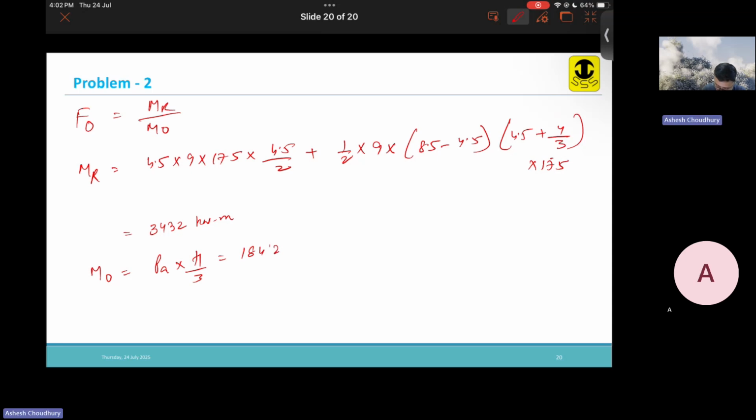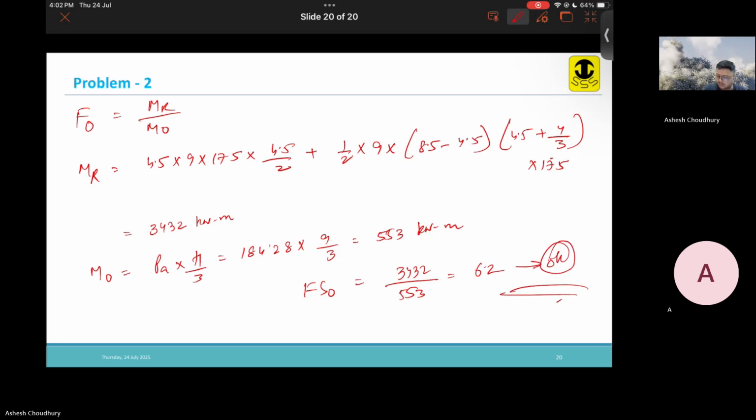So the overturning moment is PA times H by 3. Factor of safety in overturning comes to 6.3. So this is fine. All right.